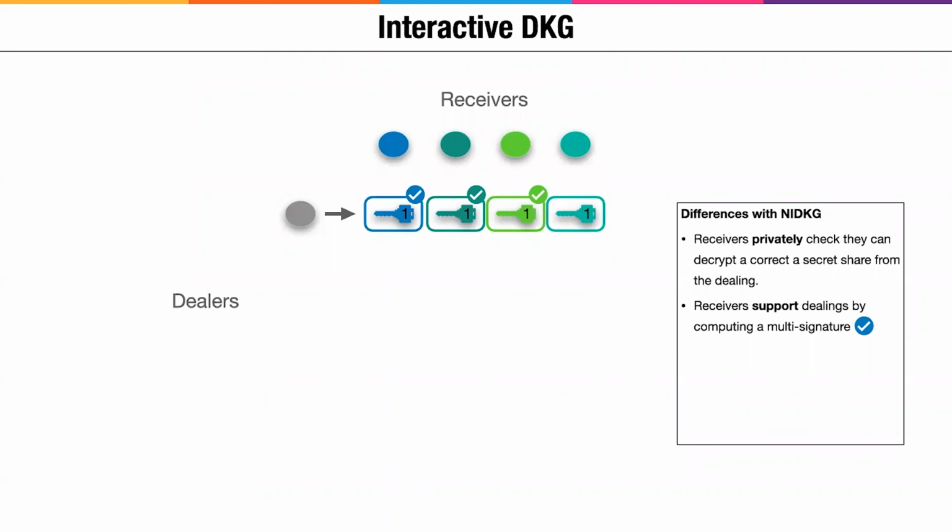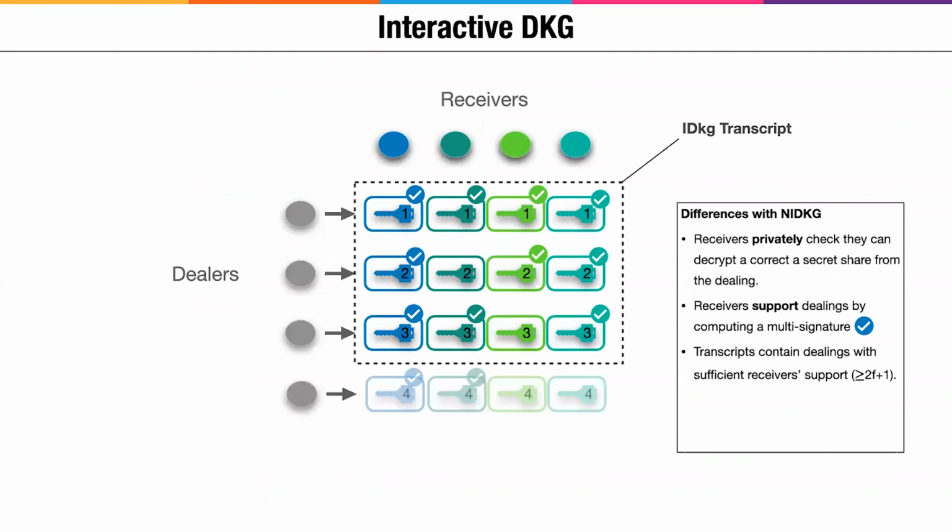And the idea is that we will try to only use dealings that receive sufficient support from many receivers. Specifically, they will receive at least 2f+1 support from the receivers. So once we have sufficiently many dealings that have support from the receivers, then we can combine them into a transcript. So this is quite a different approach than we have in non-interactive DKG.